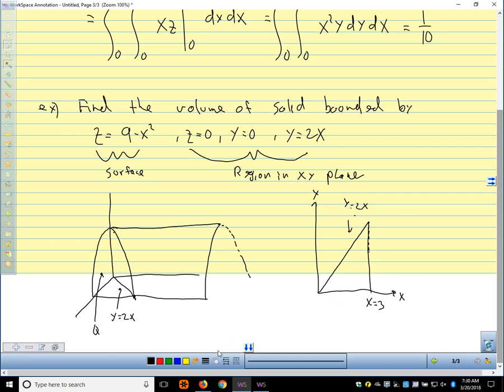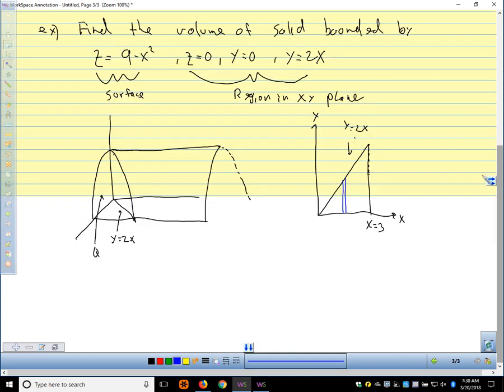So I would divide this into vertical rectangles in the xy plane for the two iterated integrals. So our volume is going to be the integral from x equals 0 to 3, integral y equals 0 to 2x, the integral z equals 0 to 9 minus x squared, dz dy dx.